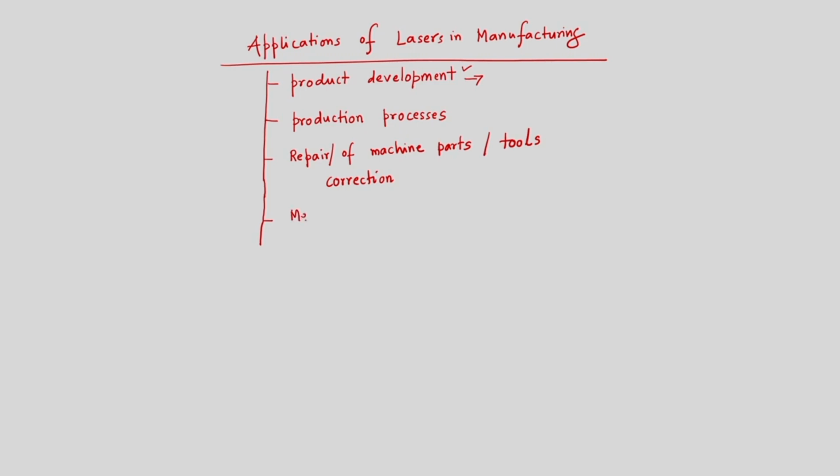Then in the manufacturing industry, we are using lasers for measurement. Measurement of length, or you can consider the size, surface roughness, surface quality. Then in manufacturing, we are using lasers for guidance as well as in material handling.